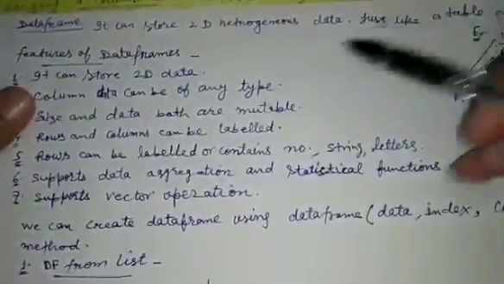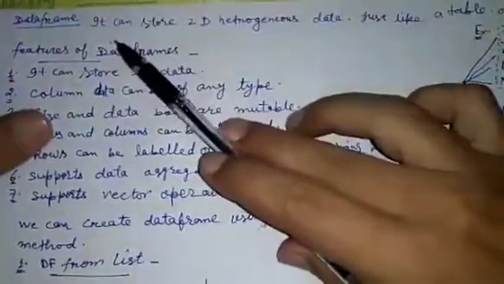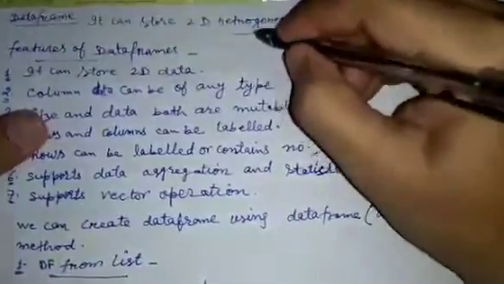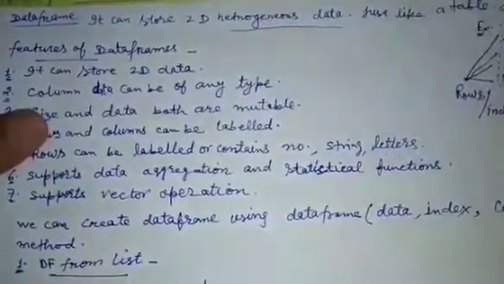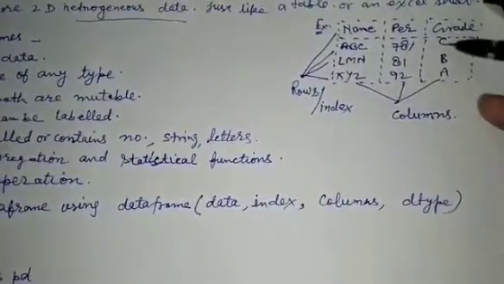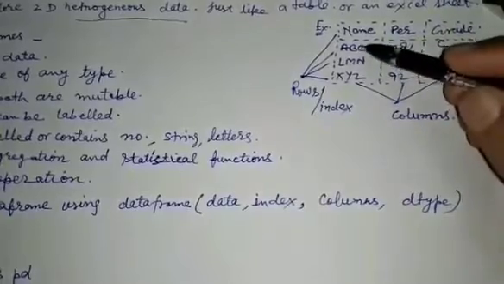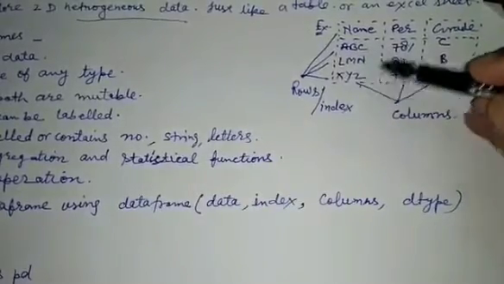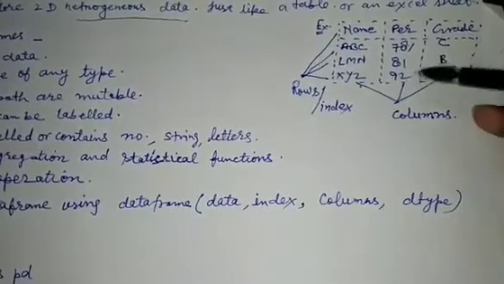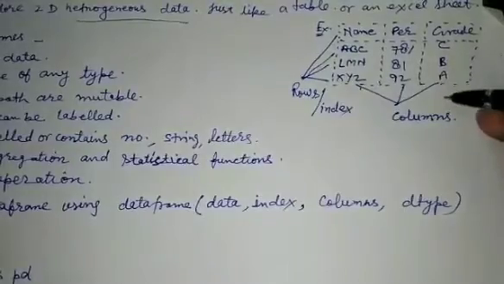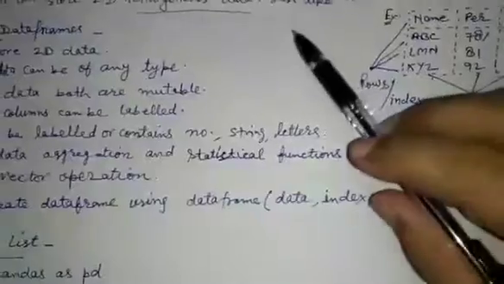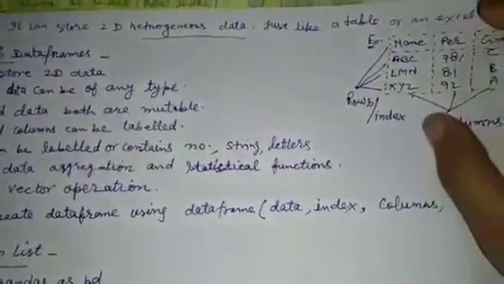So first of all, take a look at the definition of a data frame. It can store two-dimensional heterogeneous data. Heterogeneous data means each and every column of this data frame can have different kinds of values. For example, name has a string value, percent field has an integer value, and grade has a character value. So this is a heterogeneous set of data, just like a table.